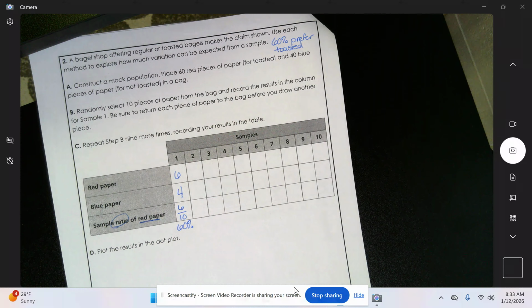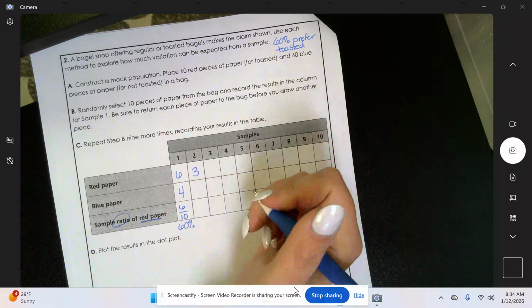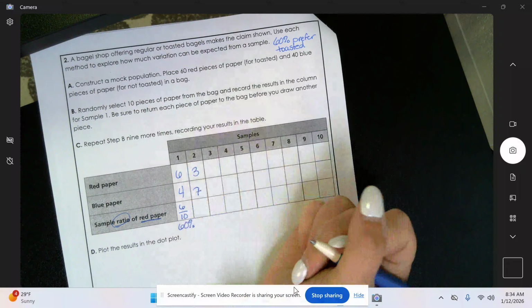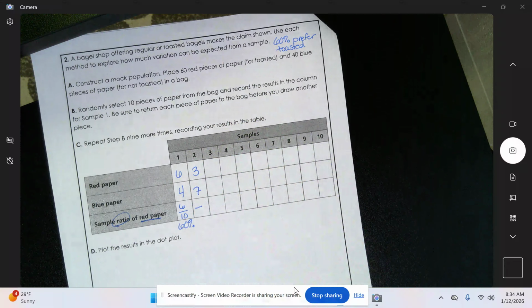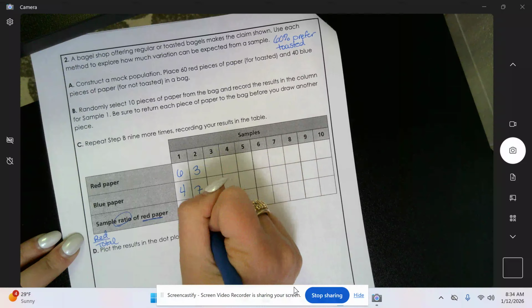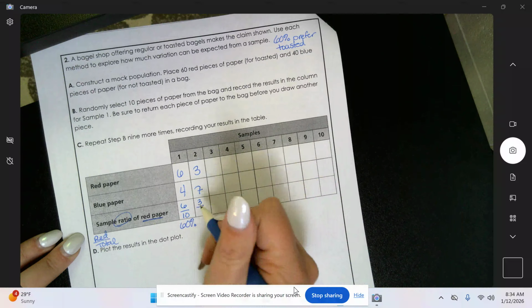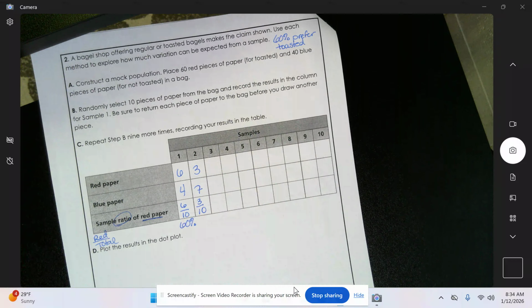Alright, sample 2. How many reds did y'all have? We had 3 reds. How many blue? 7. So we're going to set that up the exact same. We care about the reds. We're setting it up as red over total. So they had 3 reds out of how many? 10. So 3 over 10 is what percent? 30%.